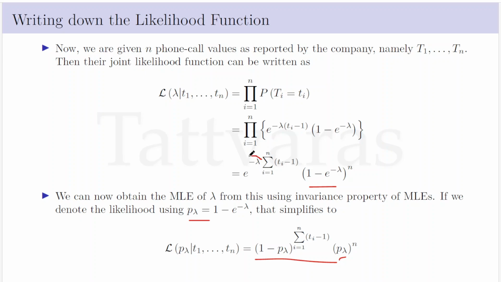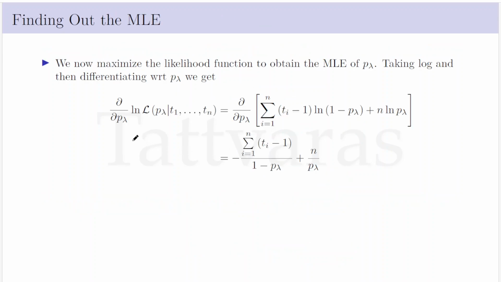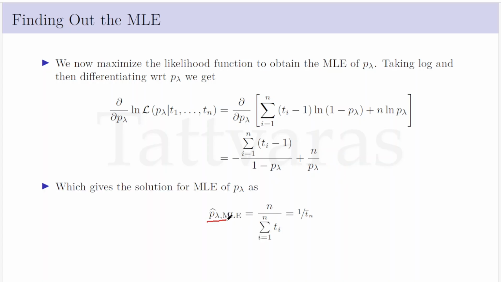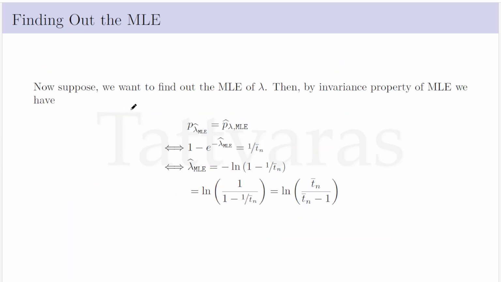Instead of just maximizing with respect to lambda, we can do that directly first using p lambda. If you take the derivative with respect to p lambda and put it equal to 0, you will obtain the MLE of p lambda as n by summation ti. That is the inverse of the arithmetic mean of the ti observations. Now that is the MLE of p lambda, but we need the MLE of lambda. So by the invariance property, we are obtaining this.